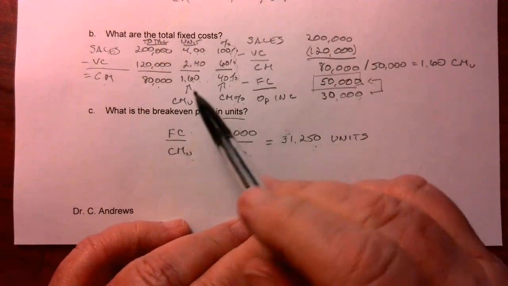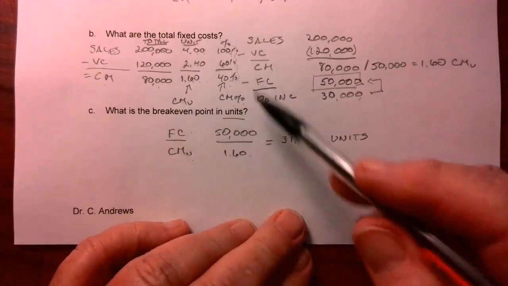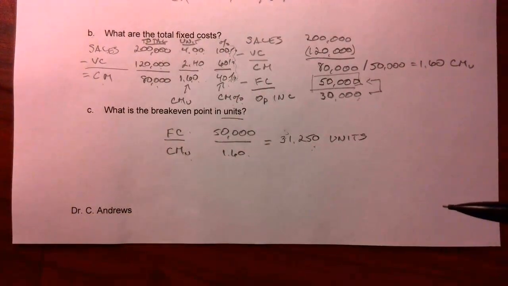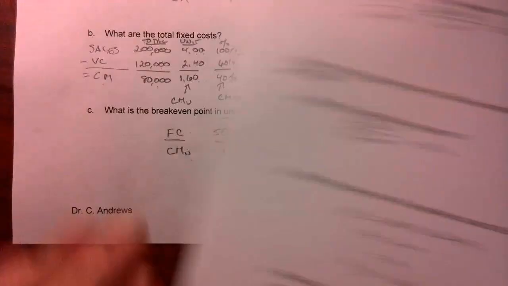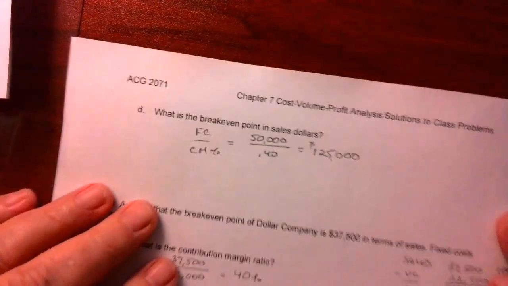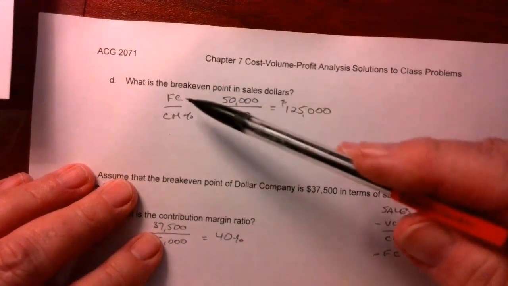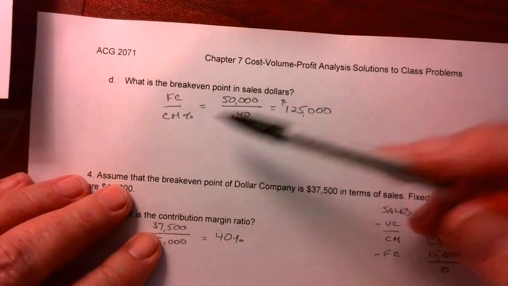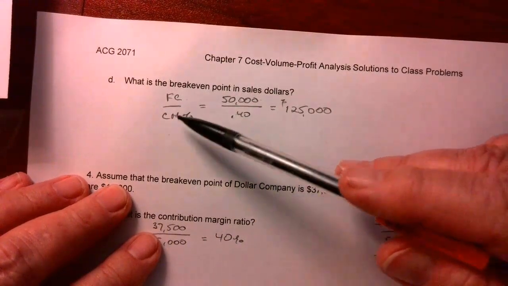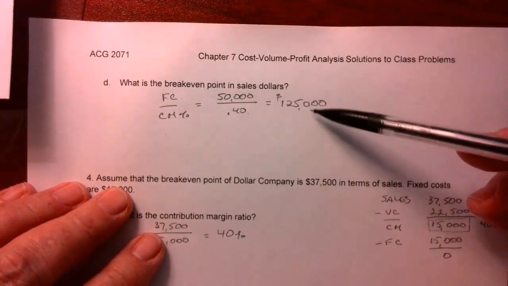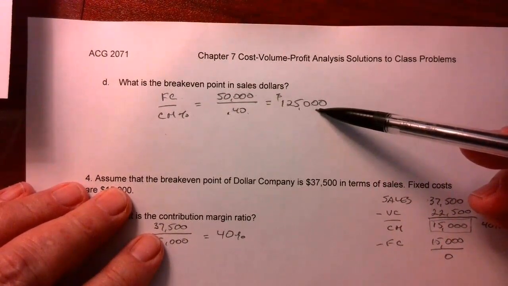Okay, there's our contribution margin per unit. If I divide by the contribution margin ratio, it'll give me dollars, break-even dollars. Okay, and that is the next one. Here is part D then for that problem. What is the break-even point in sales dollars? Here's my fixed cost of 50,000 divided by my contribution margin percentage, or contribution margin ratio, which is 40%. That gives us $125,000 in sales to break even.